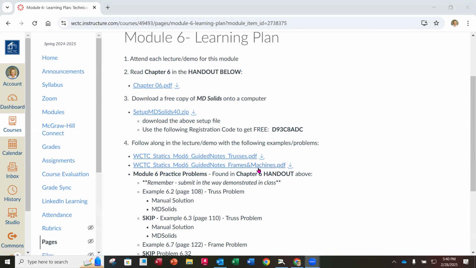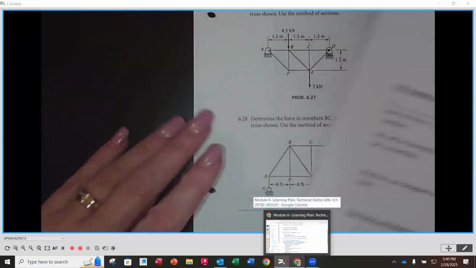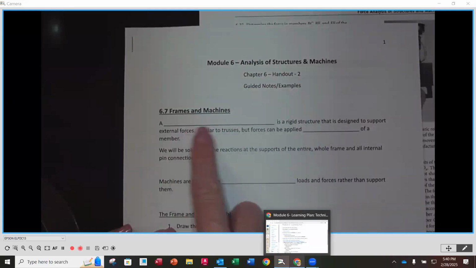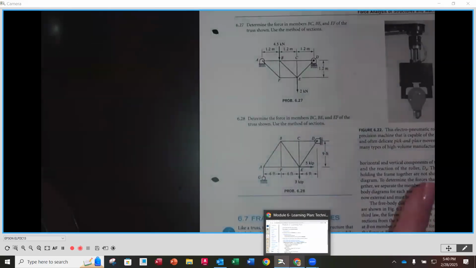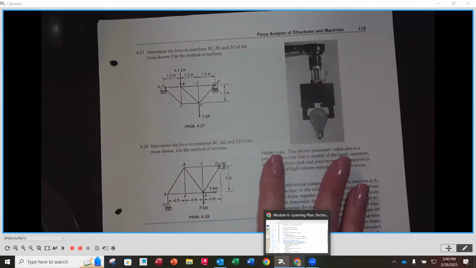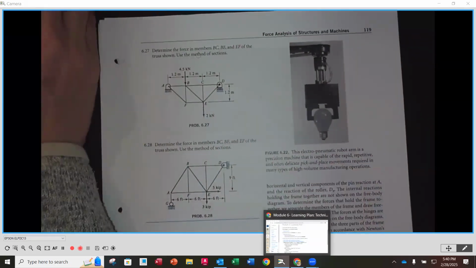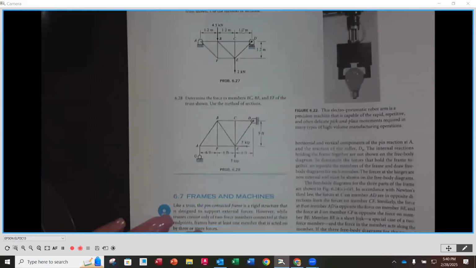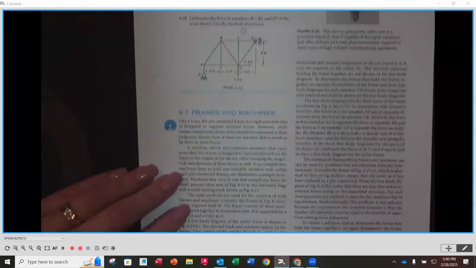at frames and machines. Okay, so I already have my guided notes underneath my camera, but you can also download and print this off, or if you got a copy the last time we were in class, then you do have the hard copy as well. The guided notes are handout number 2, and this is going to be on frames and machines. The section in the handout for this chapter, the Chapter 6 handout, starts on page 119, and frames and machines are in that second column.